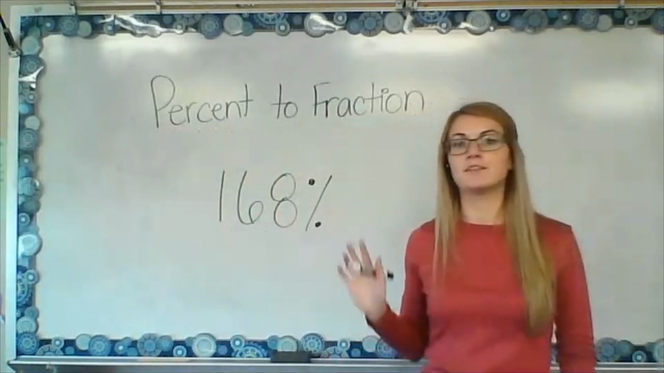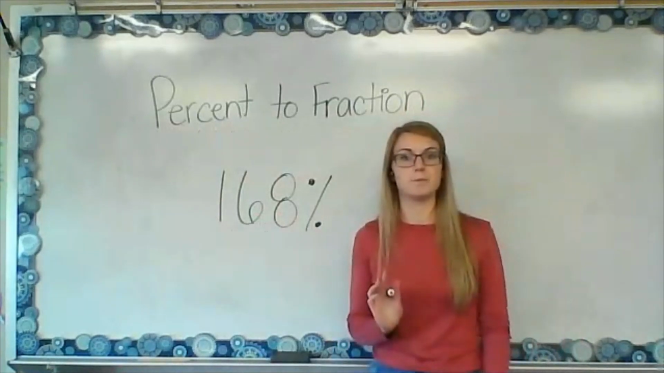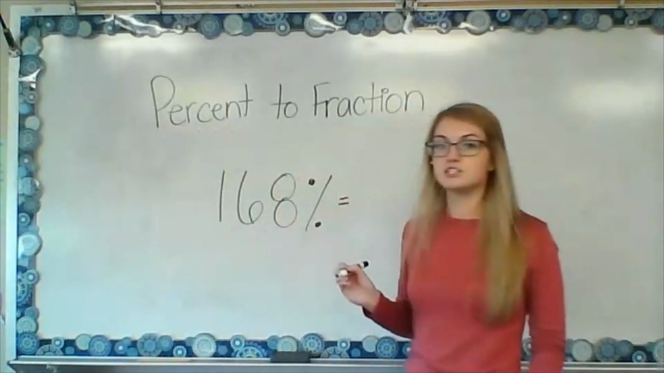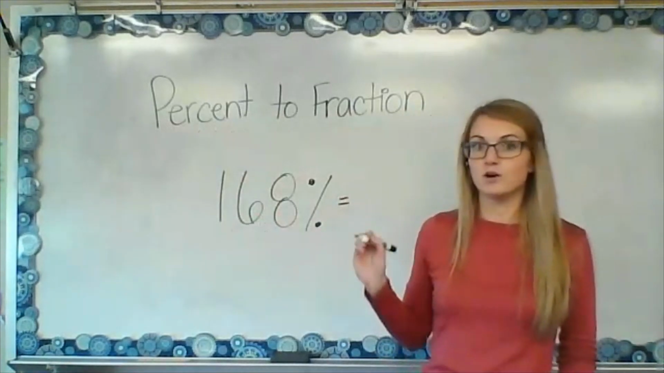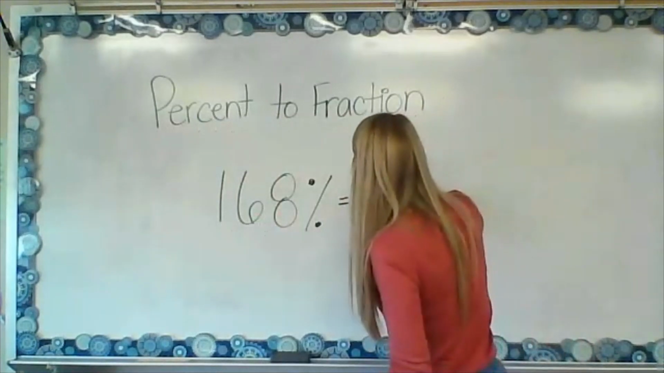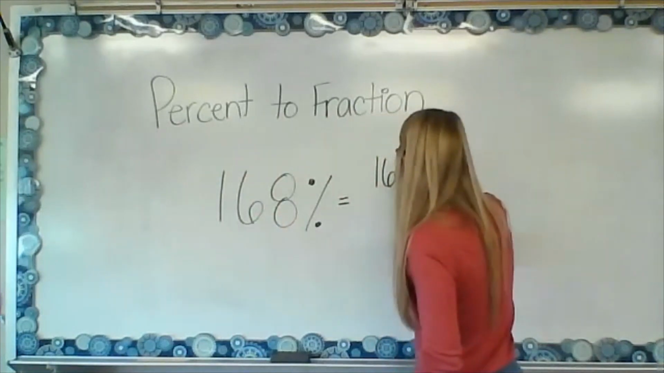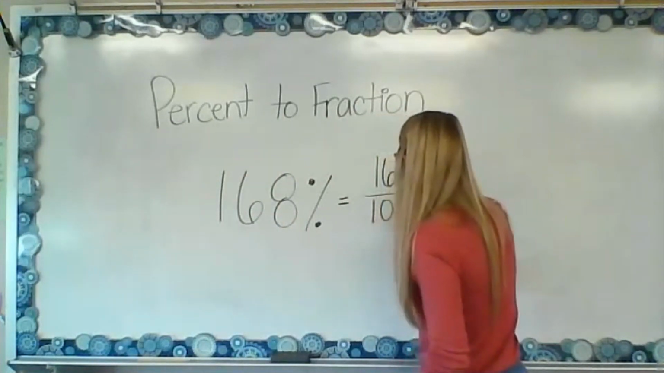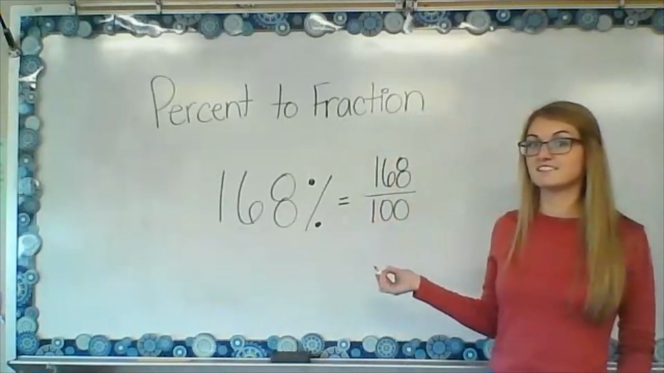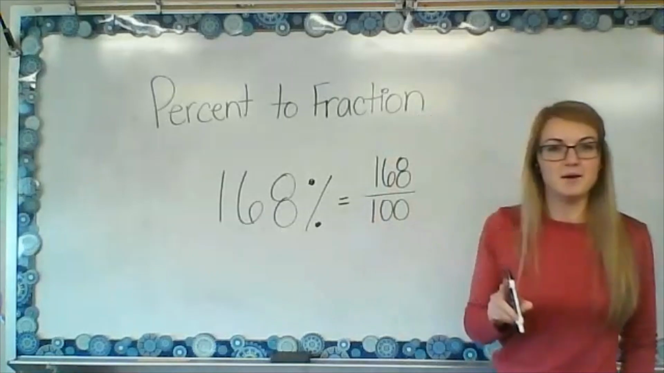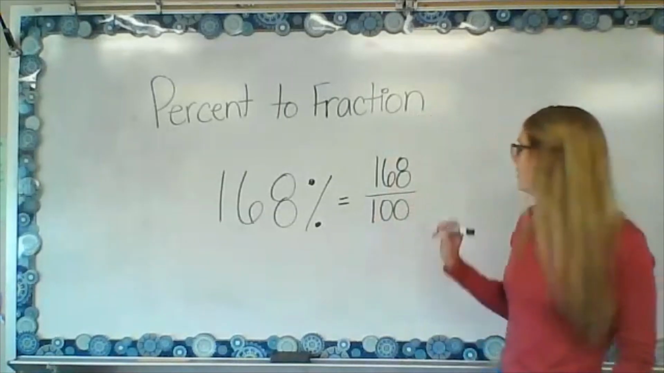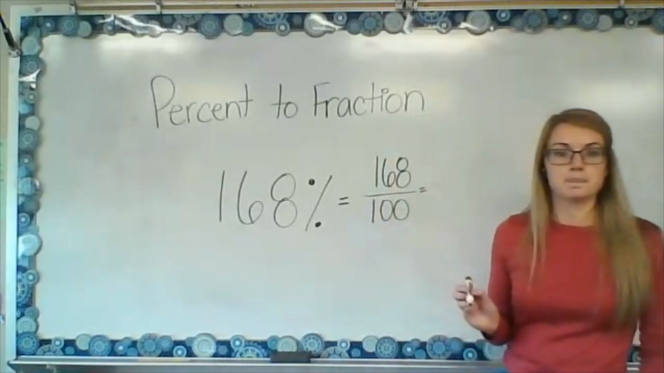Okay, here it is, a big one, 168%. How do I take a number that big and turn it into a fraction? Well, we just start with what we know. Percent really just means what? Over 100. So if I take 168 and put it over 100, that's a fraction. I'm good to go. But no, right? That's improper. We have a big number on top. We can't have improper. So we need to change that, okay?